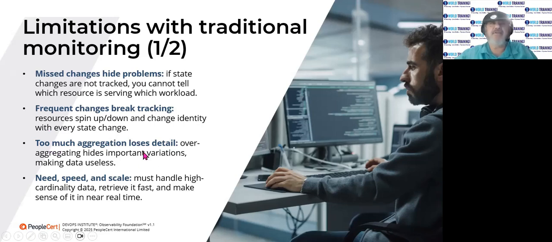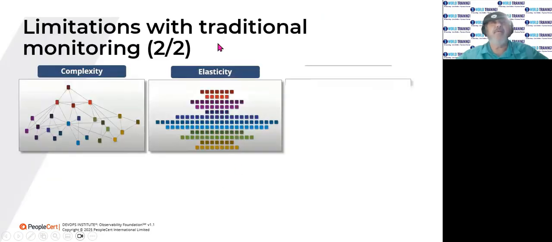Too much aggregation can lose detail. So over-aggregating hides important variations, making data useless. So in other words, if you don't have insights into specific components, then you won't really know where to look for problems or improvements. And last but not least, need, speed, and scale: must handle high cardinality of data, a high number of combinations of data. Must be able to retrieve it fast and make sense of it in near real time. Definitely a key requirement for observability.